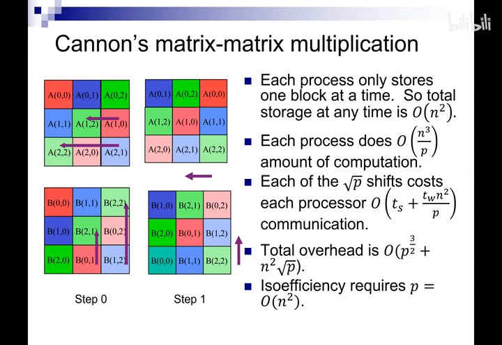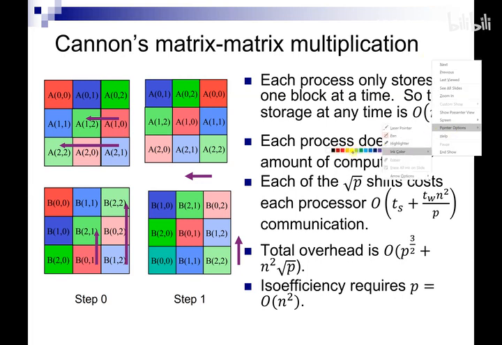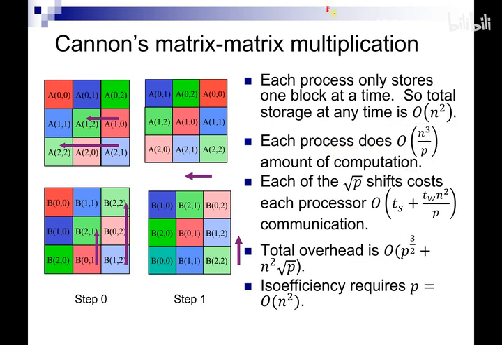And then also the amount of computation that it does is going to be, let's see, you have these blocks of size n divided by root p. Then you have to multiply these A blocks and the B blocks, so that's going to cost you this much amount of time. Then you have to multiply this by the number of stages that you have. So therefore, this is going to be your computation time, n cubed divided by p.